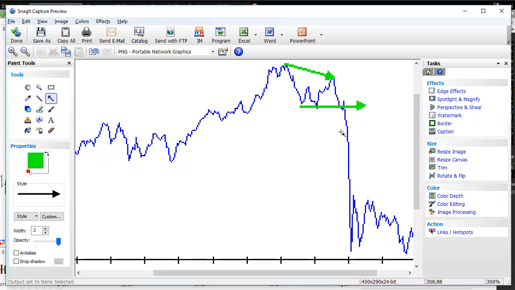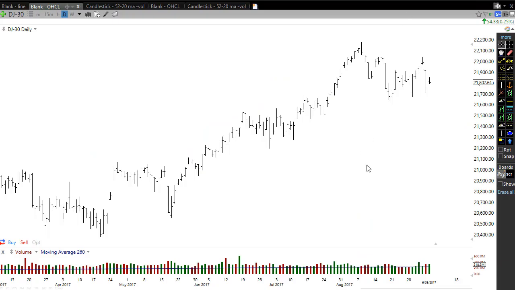Look what happened after that. That's when we got the move down, right? So we had this lower high, and that's where people say, oh, John, the lower high, blah, blah, whatever. It's like, no, look what's happening right now. This is very, very similar to what is happening right now in the markets. I'm not calling for a stock market crash.